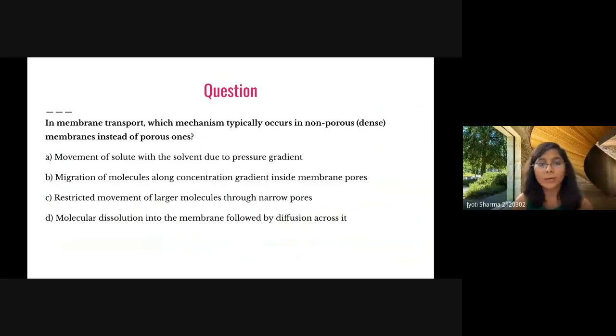And we have four options here. Movement of solute with the solvent due to pressure gradient, migration of molecule along concentration gradient inside membrane pores, restricted movement of large molecule through narrow pores, molecular dissolution into membrane followed by diffusion across it. What do you think? What is the right answer? Which mechanism typically occurs in non-porous membranes?